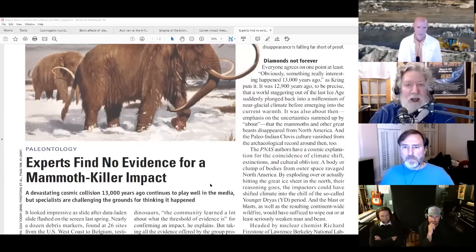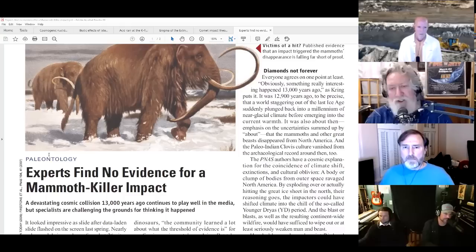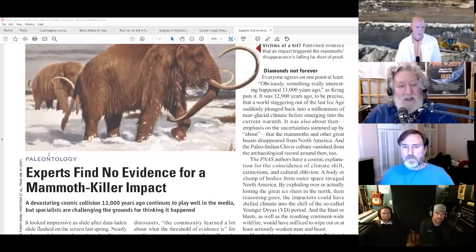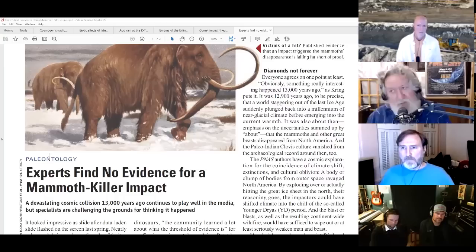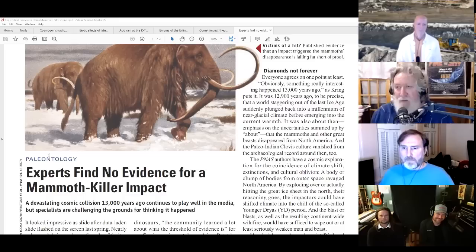Yeah. Okay, so this is now how mainstream media covered this. You see this? "Experts find no evidence for a mammoth killer impact. A devastating cosmic collision 13,000 years ago continues to play well in the media, but specialists are challenging the grounds for thinking it happened." So it's a good thing now that the experts have weighed in, because Douglas Kennett and James Kennett and Allen West and Wendy Wolbach and Richard Firestone and Chris Moore and so on. These people are apparently not experts. Yeah. Ted Bunch is not an expert. Okay.